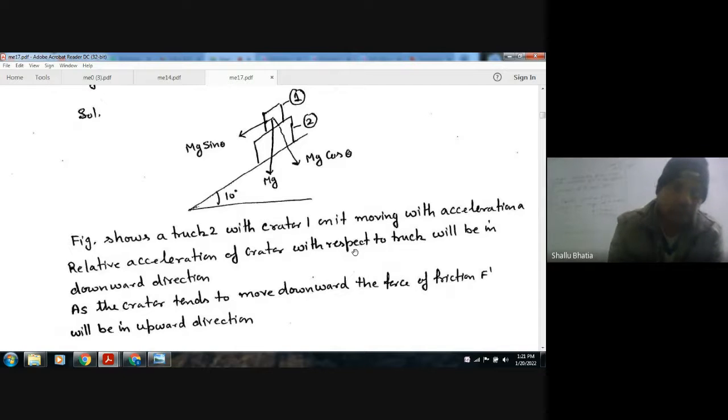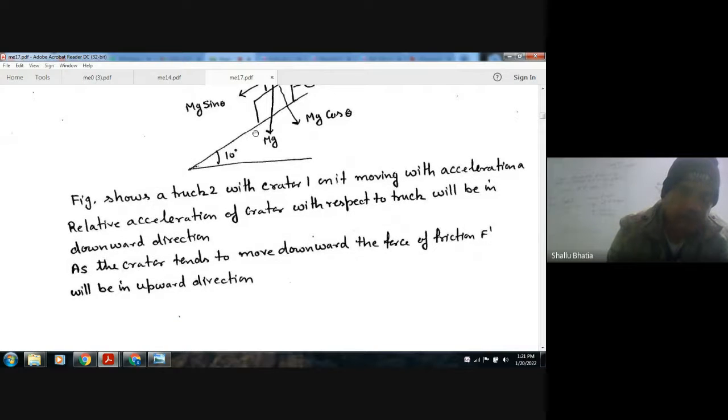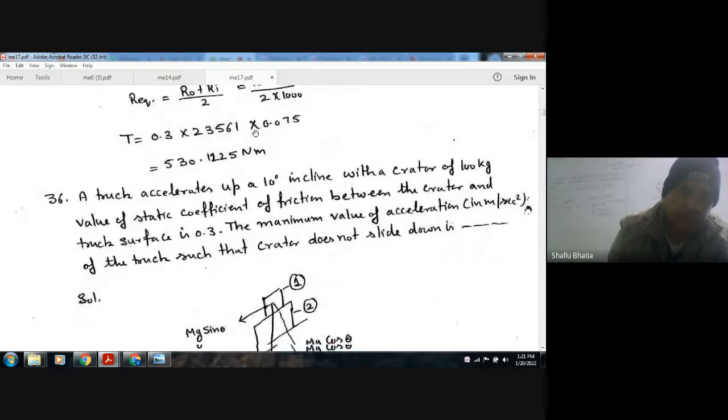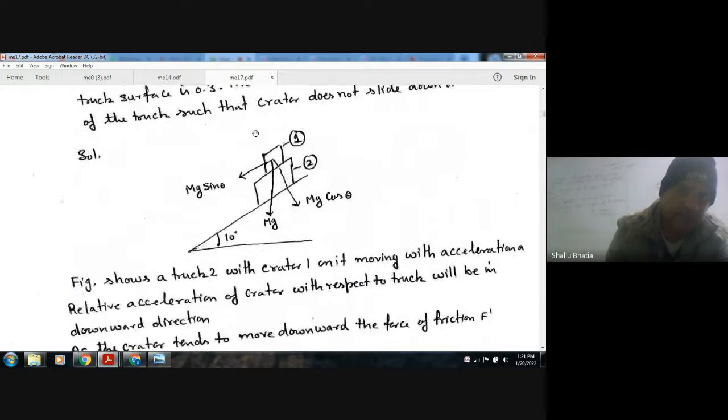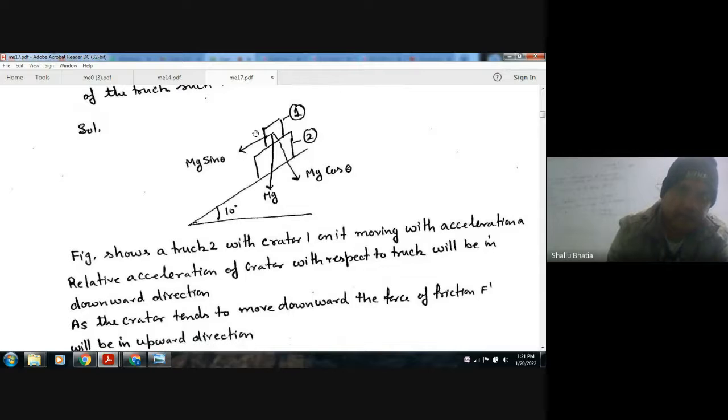Now, suppose this is your truck and this is your crate. Okay. Now, weight of the crate is acting downward, like this, and it has a component mg cos theta and a component mg sin theta. Now, the truck is moving with an acceleration of a. So the acceleration of the truck is a. Then, if the crate does not slide, the acceleration of the crate will also be a.